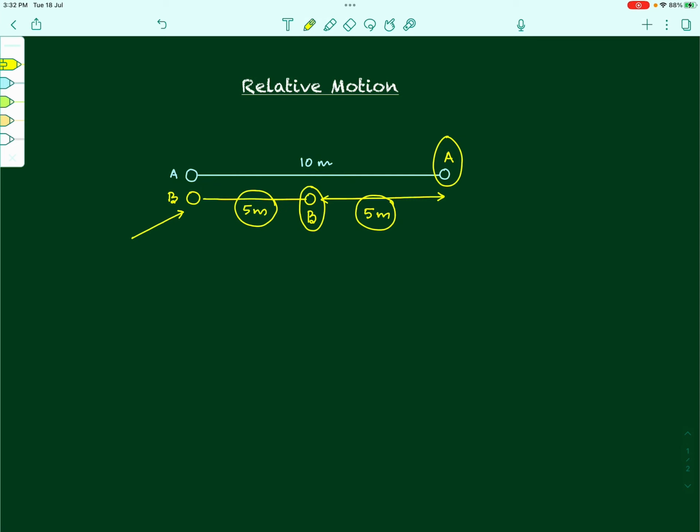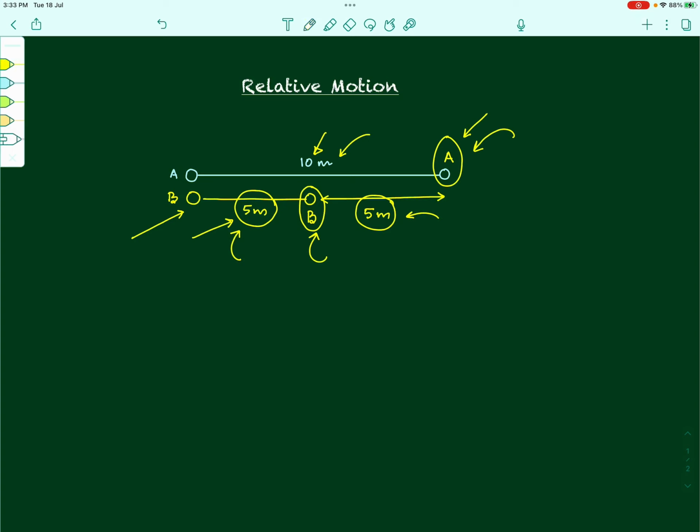So we say here that the displacement of A as seen by B, or with respect to B, or relative to B, is only 5 meters. Why? Because A travelled an actual distance of 10 meters, but B has also travelled 5 meters. So if we subtract this 5 from 10, we get 5 meters as the displacement of A relative to B.